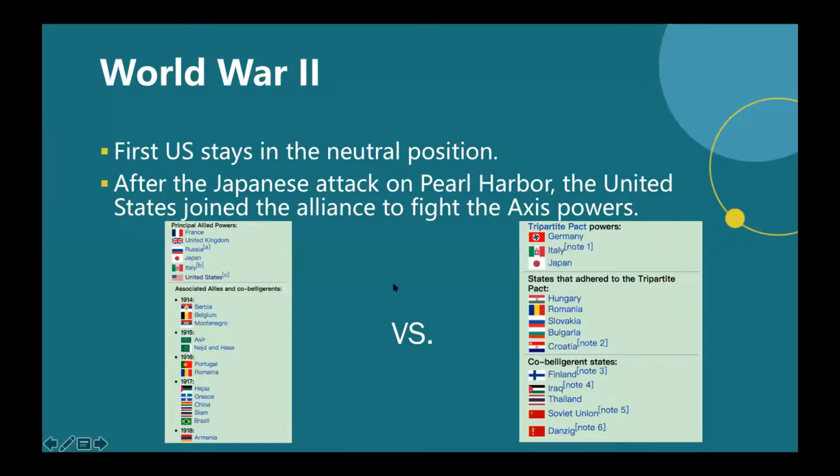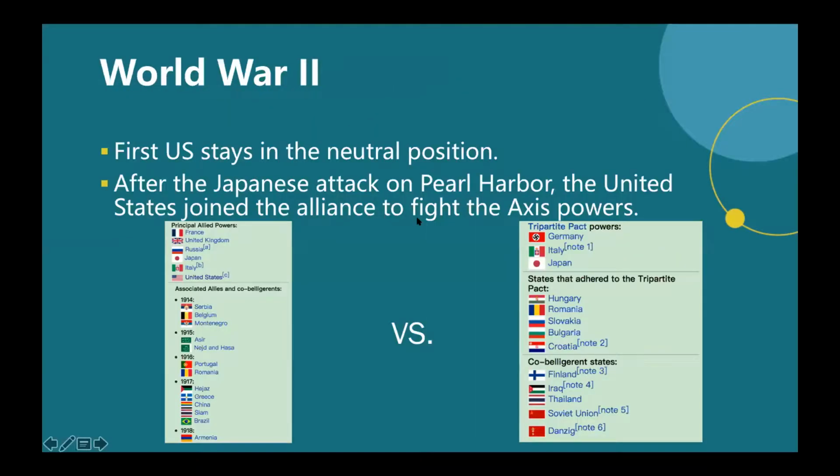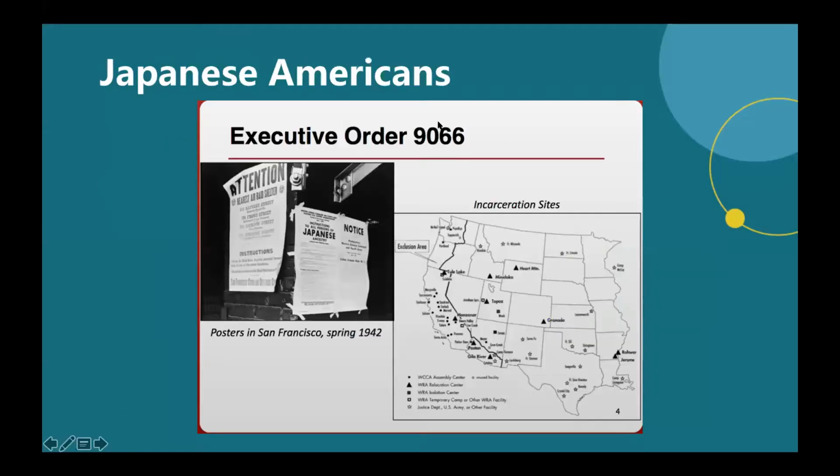After that, Italy, which was originally part of the Axis powers, started to become an Allied power after the United States conquered it. And then this is the start of the time when Germany crashed, Hitler crashed. Because of the Japanese attack, there were executive orders.